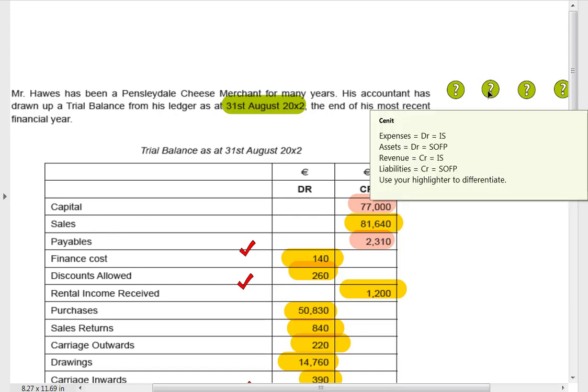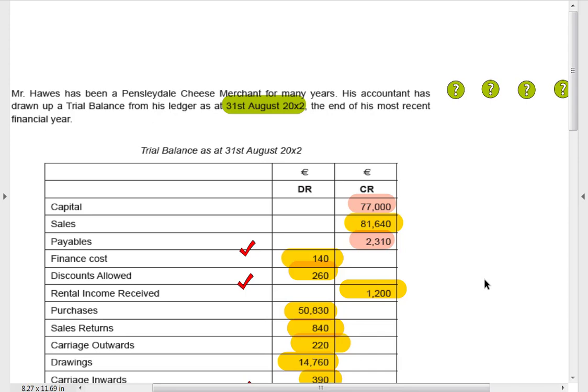Sales are a revenue. I expect revenues to be a credit. Go back to our little thing. Revenues are a credit. I would expect them to go in the income statement, so I'm making that yellow, and so on and so forth. And over time you'll just recognize these as being what they are, and you'll be ticking them off very quickly. Okay, so you're using your highlighters to identify everything that goes into the statement of financial position and everything that goes into the income statement.